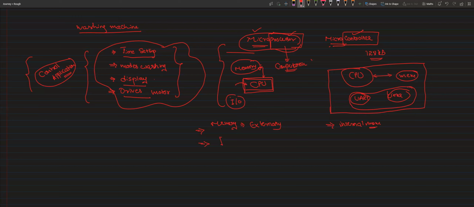Another difference: microprocessors usually operate at a few megahertz to a few gigahertz. Whereas microcontrollers are basically intended for control applications, so the clock speed of the microcontroller is in a few megahertz.